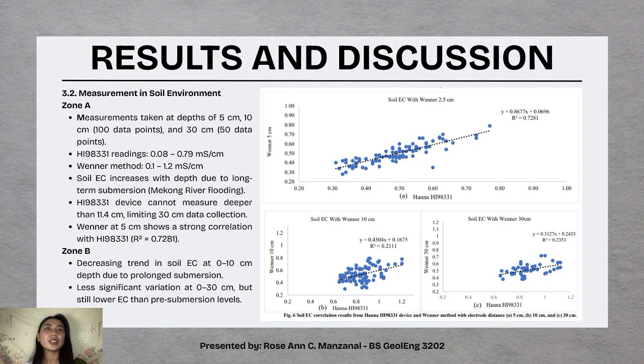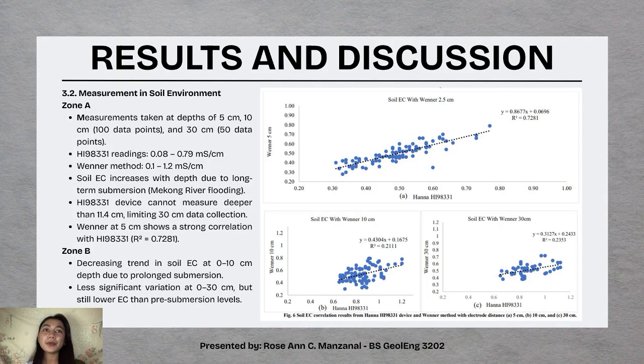One limitation the researchers encountered was that the device, with a length of only 114 mm, couldn't measure at depths beyond 11.4 cm. Therefore, it couldn't provide valid results at 30 cm depth. Despite this, the Wenner configuration at 5 cm spacing produced a strong correlation with the device in the soil environment, with R² = 0.7281, which was consistent with our water test.